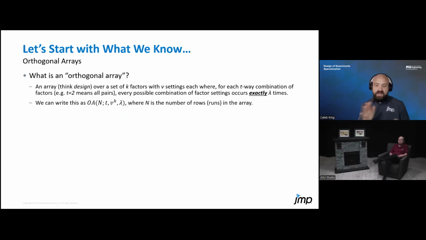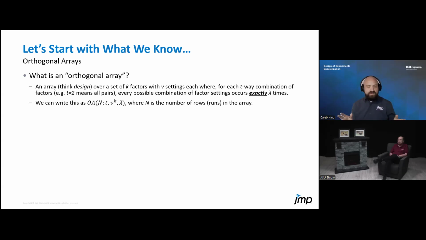And we're looking at two-way combinations. Again, to keep things simple, you can think of t equals 2, all pairwise combinations. One of the conditions is that if you pick any two of those factors, then every single possible combination of their settings together should occur exactly the same number of times, and that number is lambda. We can write it simply using some notation here. N is the number of rows. T, I believe, is the strength. I know for covering arrays that's the strength. The v to the k is just saying we have k factors each at v levels, and lambda tells you exactly how many times those combinations should occur.